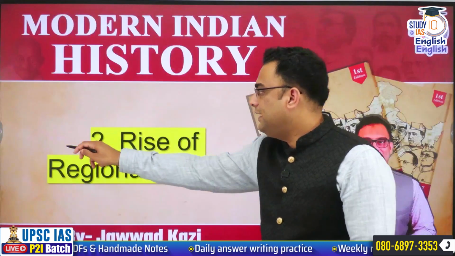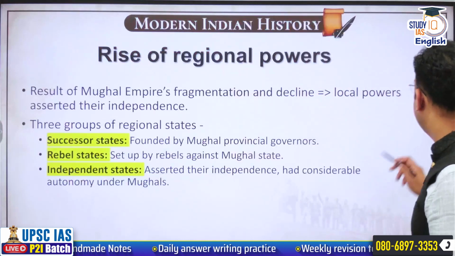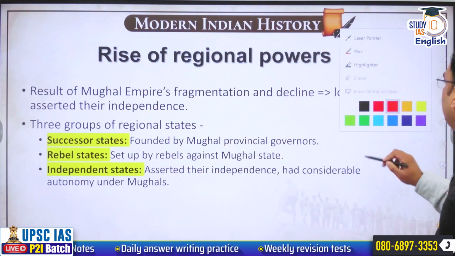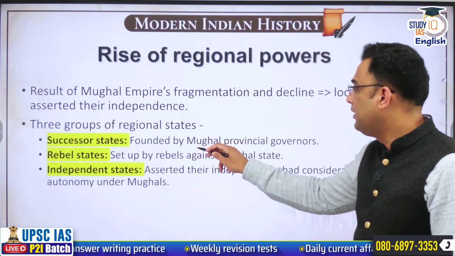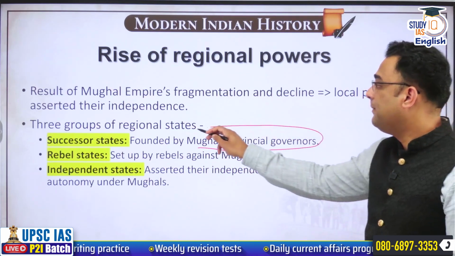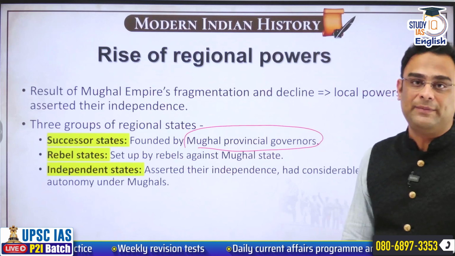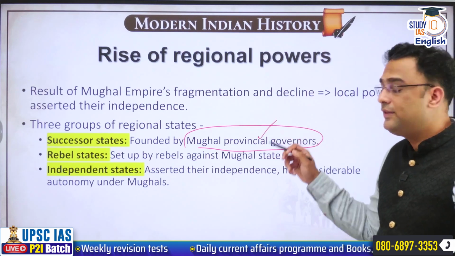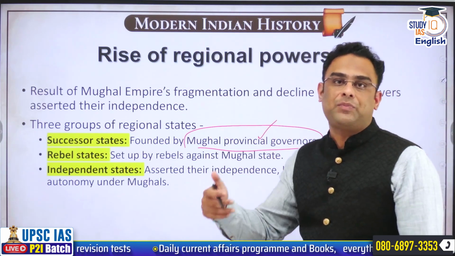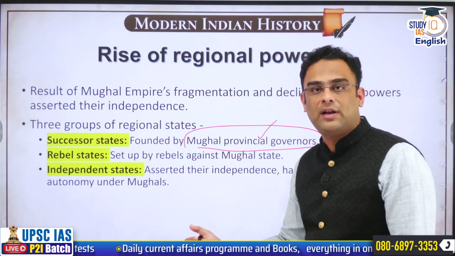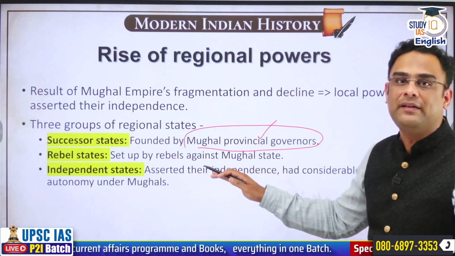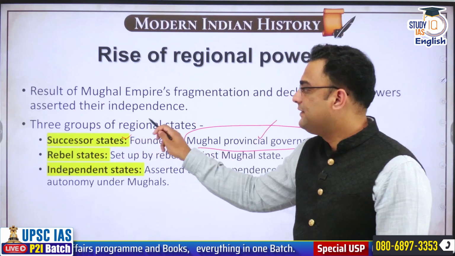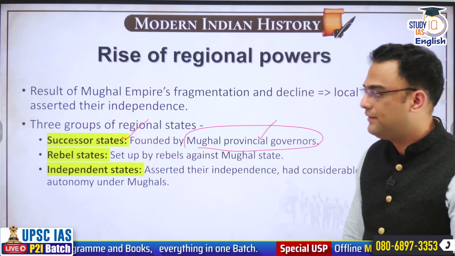The first category is that of the successor states. Now, who are the successor states? The successor states are those states which were founded by none other than Mughal provincial governors themselves. Yes, those governors who were appointed by the Mughal throne or Mughal crown themselves got heirs of independence and created their own states. Such states are referred to as successor states.